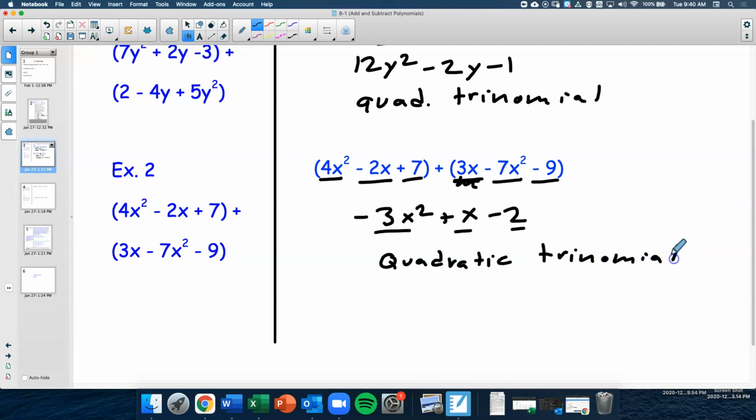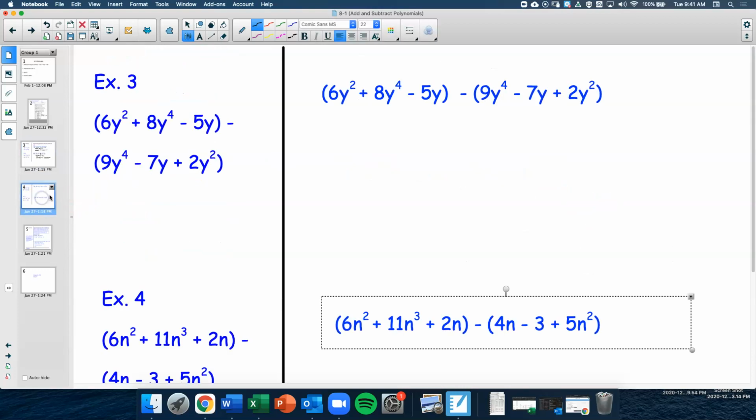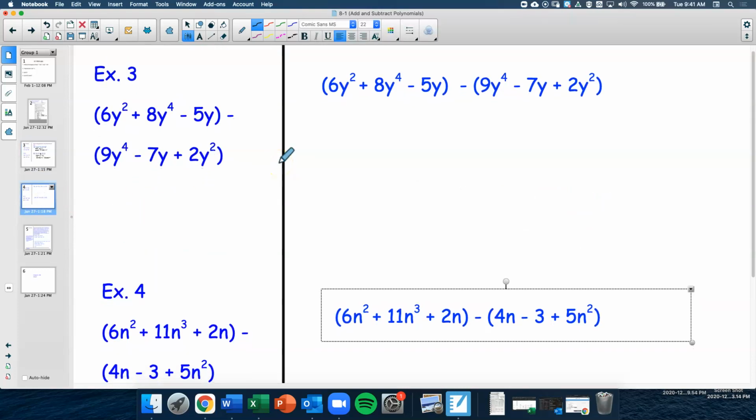So yes, it's still a polynomial, but there's a specific name for 1, 2, or 3 monomials. And this one has 3, so it's a trinomial. Now we're going to move on to subtraction. The key thing with subtraction is to make sure you're technically subtracting each one of these terms, since it has a parentheses around it.